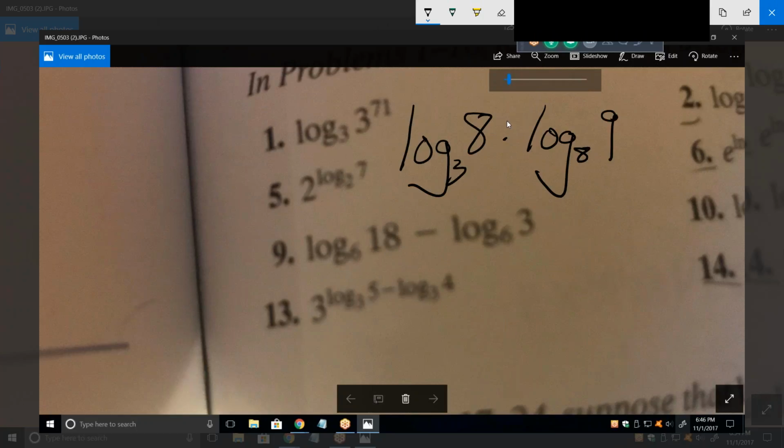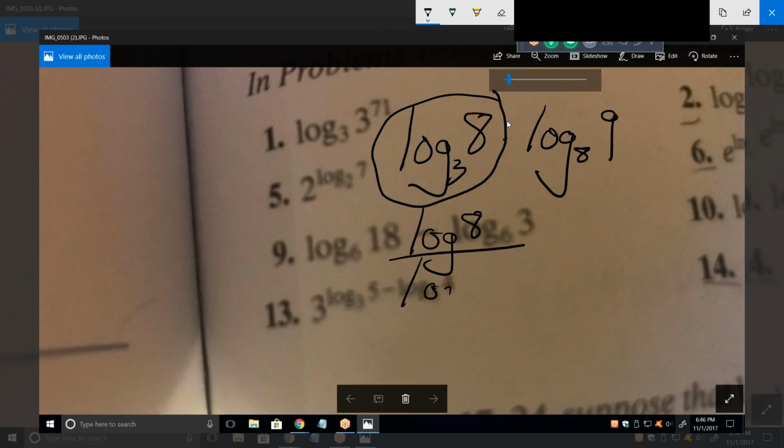Again, we can't really handle it when it's different bases. So we want to convert it using the change of base formula. So this expression becomes what? Was it log of 8 over log of 3 times log of 9 over log of 8? Yeah, and these are common logs. In other words, the base on these logs is 10.